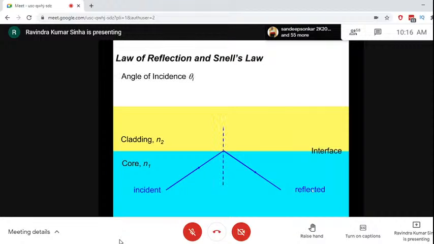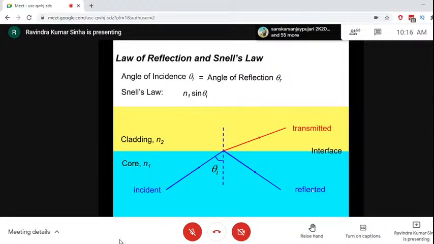Reflected. That is possible when the incident angle is greater than the critical angle. If it is not, then it will be partially reflected and partially transmitted. If there is no absorption, then reflected plus transmitted light will equal the incident light. But there is always some absorption within the material, so it is not equal. This is the angle.